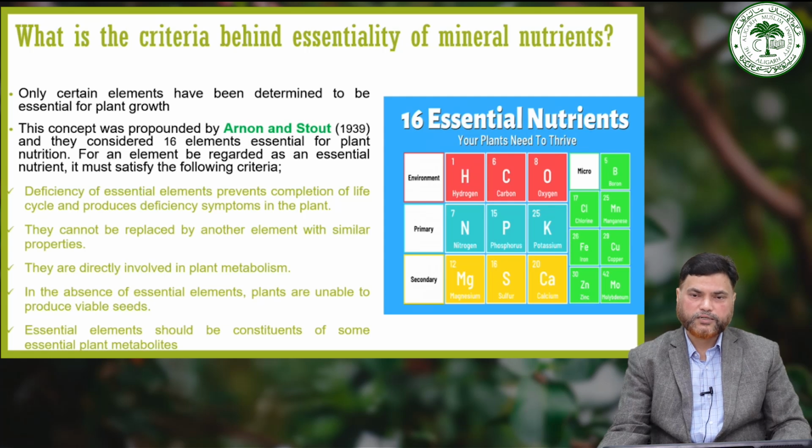So, you see that another criteria is essential elements should also be component of essential plant metabolite, like magnesium is a constituent of chlorophyll molecules. So, these criteria set by Arnon and Stout is a very specific criteria set almost 80 years back that must be adhered to classify an element to be essential.